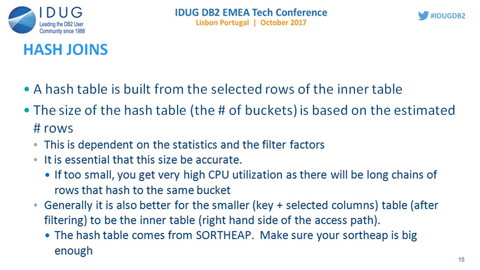Another important thing is that the hash table comes out of sort heap. So you have to make sure your sort heap is big enough. Generally, it's better if the smaller table, after filtering, is the inner table so that the hash table will be smaller. You'll use less sort heap.